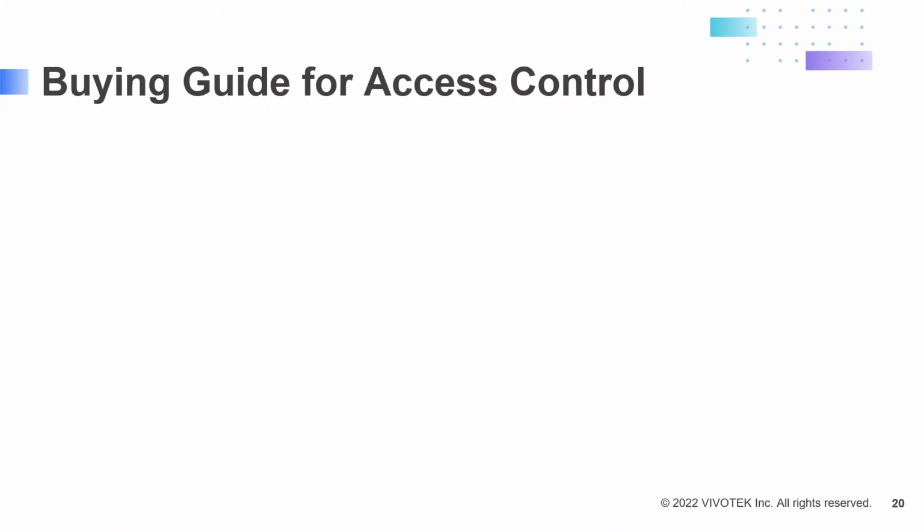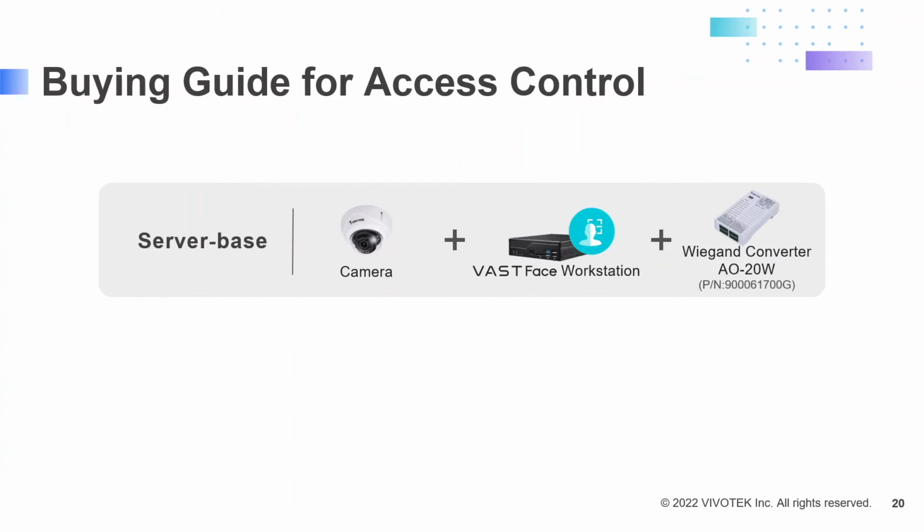So if you're looking to integrate with an access control in a server-based approach, you will need a camera, the facial recognition workstation, and the I/O box, which is a Wiegand converter.